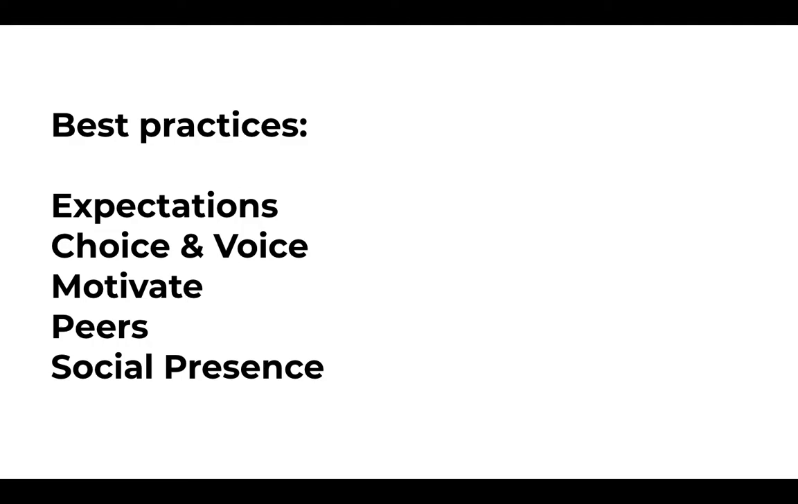In Module 1, we learned about keeping students connected with our own teacher presence. Here we're going to take a look at strategies to keep them connected in other ways, such as setting expectations, giving them choice and voice, motivating them, using peer interaction as a way to keep students engaged, and we'll take a little deeper look at social presence.